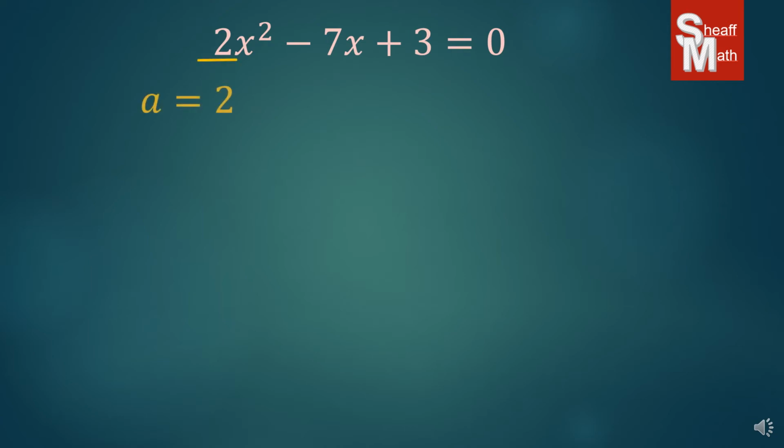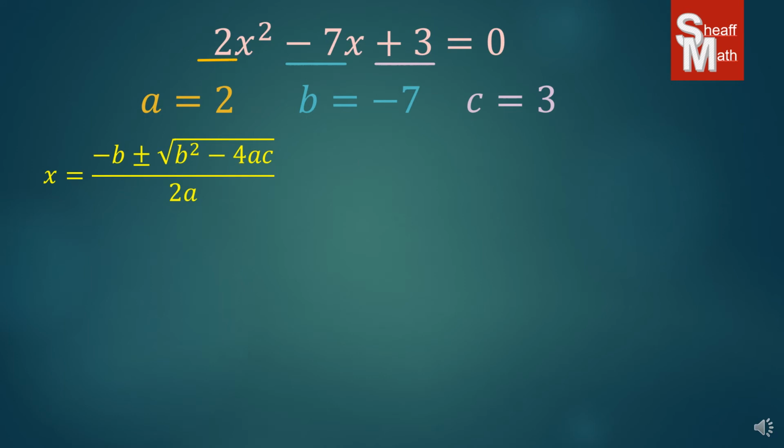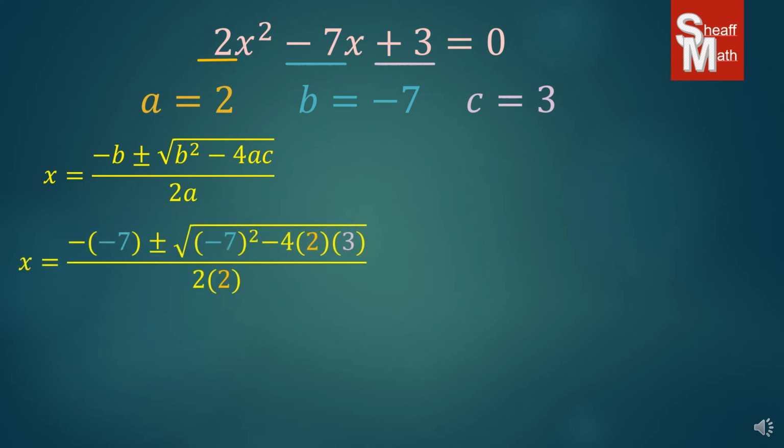2 is our a, -7 is b, and 3 is our c. Here is our quadratic formula. We are going to substitute all of the appropriate numbers in there. So I put -7 in for the b's, 2 in for the a's, and 3 in for the c. And now we're going to start simplifying.